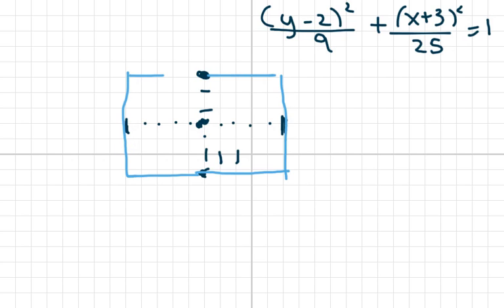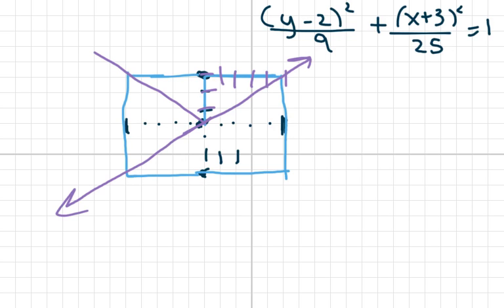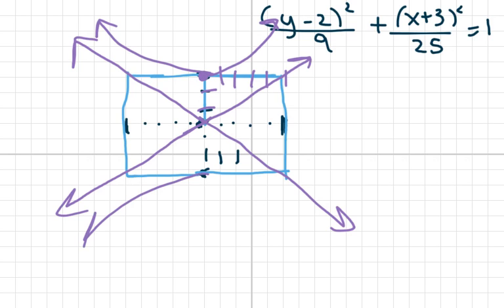And then draw my asymptotes, which you can see it's 3 over 5. We went up 3, 1, 2, 3 over 5, 1, 2, 3, 4, 5. So anyway, you can go -3 over 5 as well. Okay? And it's going to open up and down because y begins, so it goes up and down. It's not very good, but I'm just kind of sketching it.